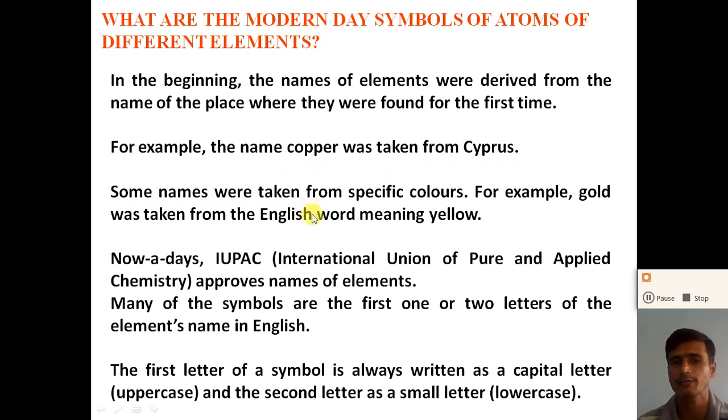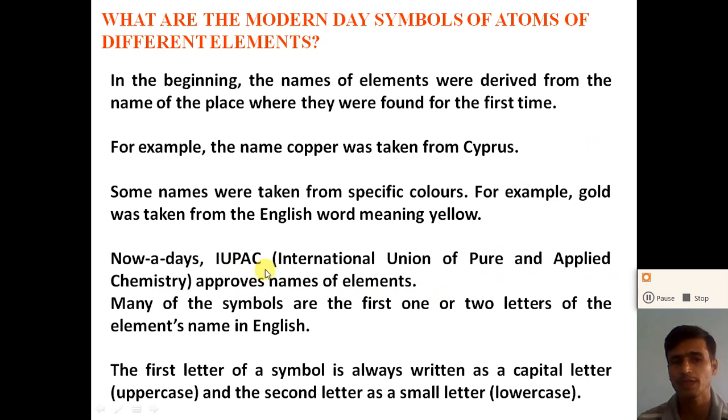Some names were taken from specific colors, right? Some names of elements were taken from places, and some from specific colors. For example, gold was taken from an English word meaning yellow. So in this way, from different colors, different places and different characteristics, the names of elements were given. But nowadays, the International Union of Pure and Applied Chemistry approves the names of the elements.